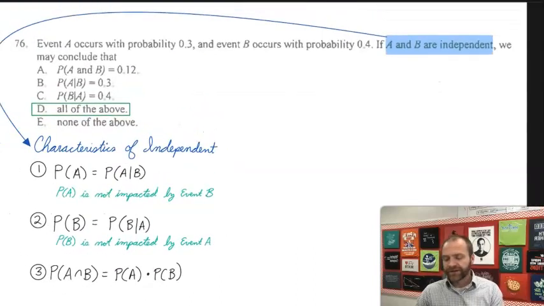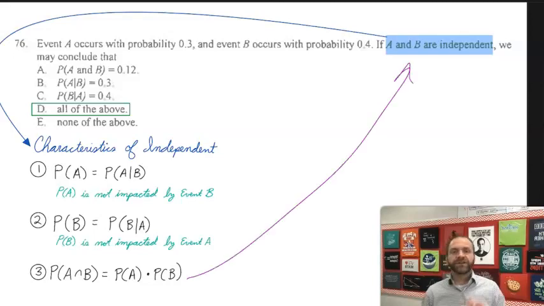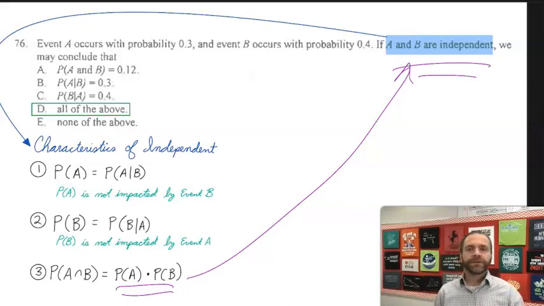Characteristic 1 and characteristic 2 are things that most people remember. With characteristic 3, people tend to just do it without realizing that the word independent is crucial. In order to do this, you must be told that the two events are independent. If that doesn't happen, you can't do that. That's why I think 76 is important: we tend to jump to do this without looking for these words of independence. So do be careful in those situations.